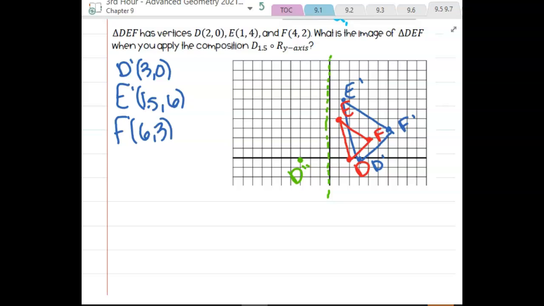For E prime, I would need to go 1.5 units to get to my line of reflection, so we'll go 1.5 units again and get E double prime. And then for F prime, we go 6 to get to my line of reflection, so we'll go 6 more for F double prime. And there's the image of that composition.